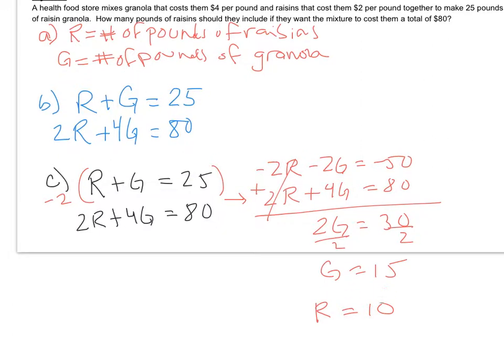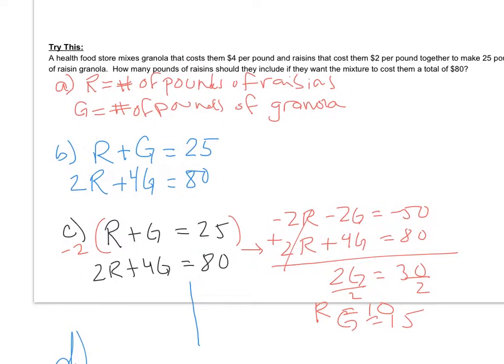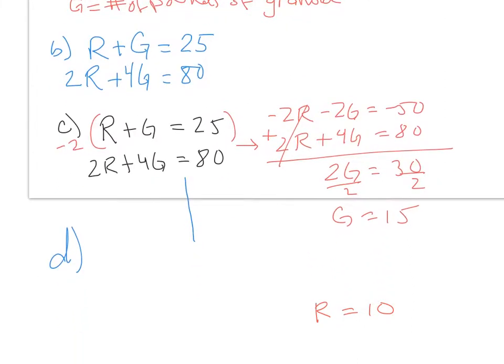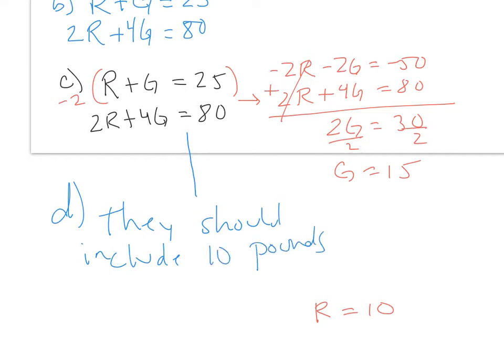The last part that we need to do, which is part D, tells me to write a complete sentence. Well, if we scroll back up here really quick to the top, we are looking for just the number of pounds of raisins. That would be our R value. So if we scroll back down, we know that R is equal to 10. So we can write our sentence. They should include 10 pounds of raisins.